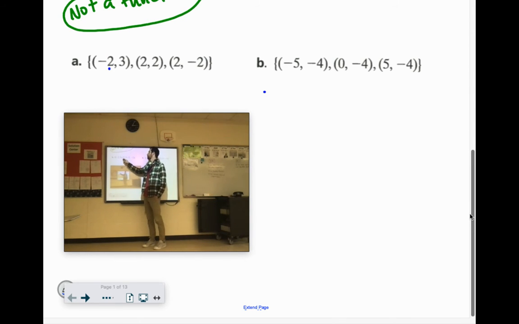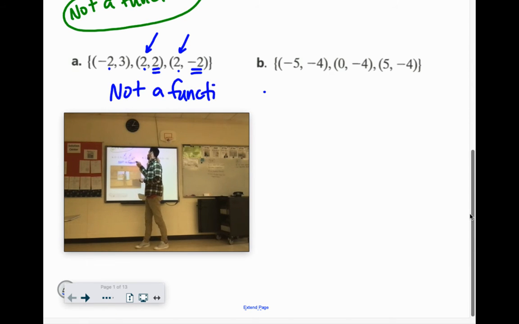-2, 2, and 2. Uh-oh, we've got a repeat in the x's. We have a 2 repeat. So let's look at the corresponding y coordinates. Well, this is saying we put 2 into some equation and came out with 2. Okay. But then we put in 2 into that same equation and came out with -2. Oh no, that is not a function.